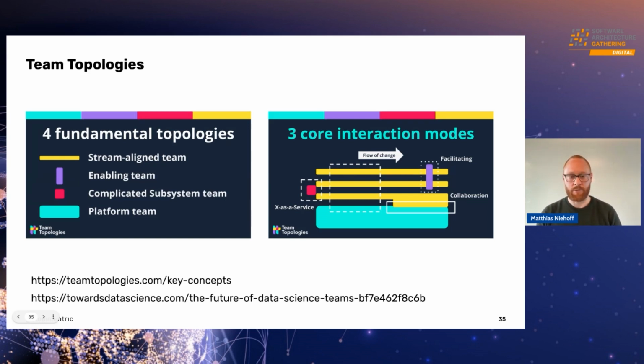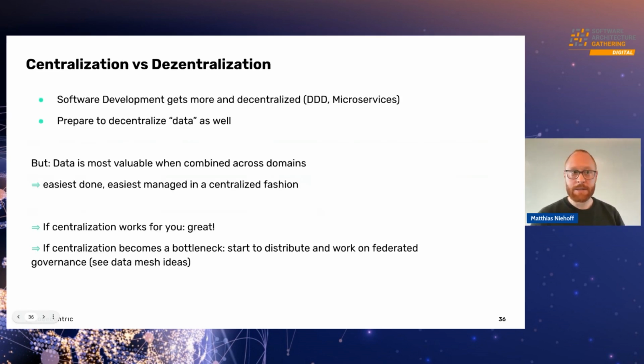There's also a blog post, the second one, the future of data science teams, a few years older, but I guess it gets some glimpse of how to merge team topologies and all this data stuff, and some pretty good ideas. And in the end, you come to the question, okay, centralization versus decentralization. Should it really be a central team to care about data for analytical purposes? Software development gets decentralized. We have DDD, microservices, stream-aligned teams and all this stuff. And I'm pretty sure that this will happen with data as well.